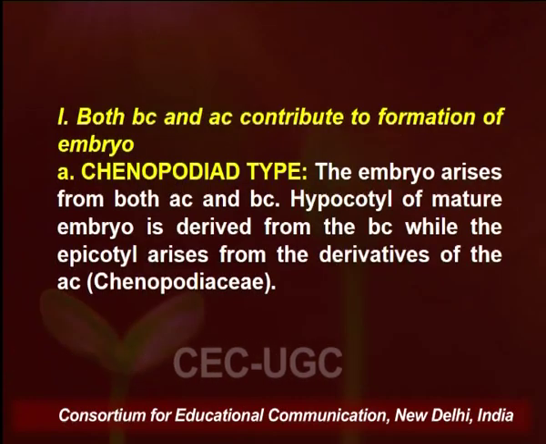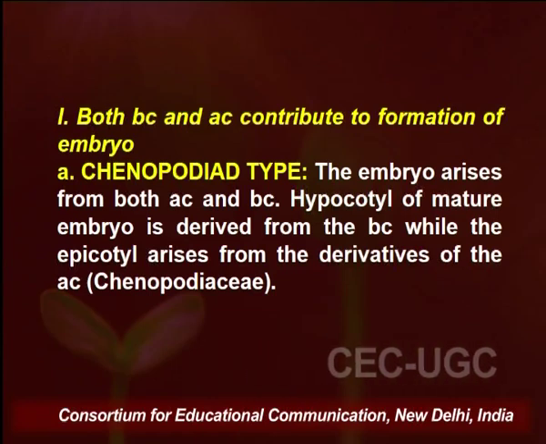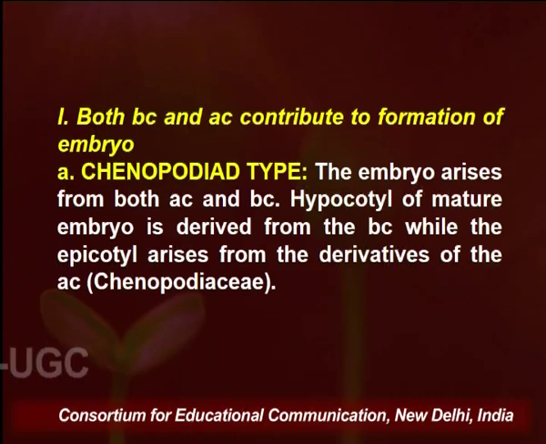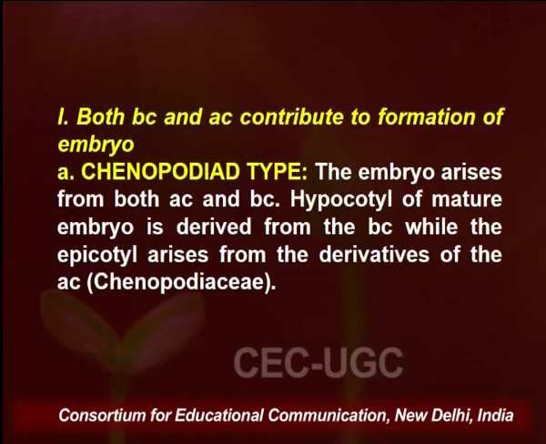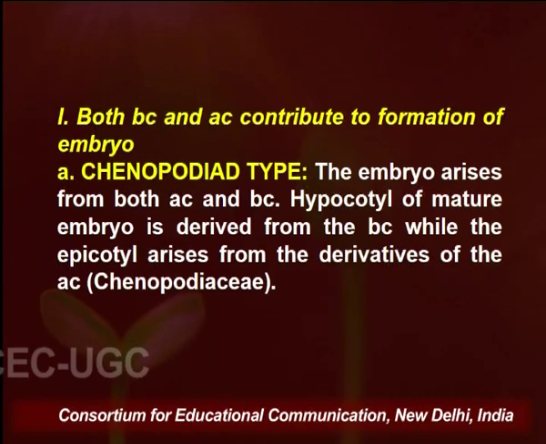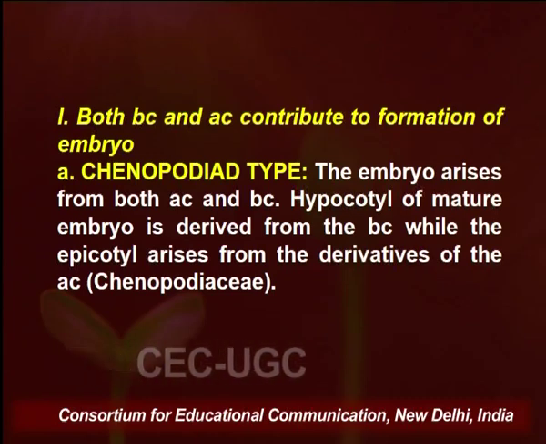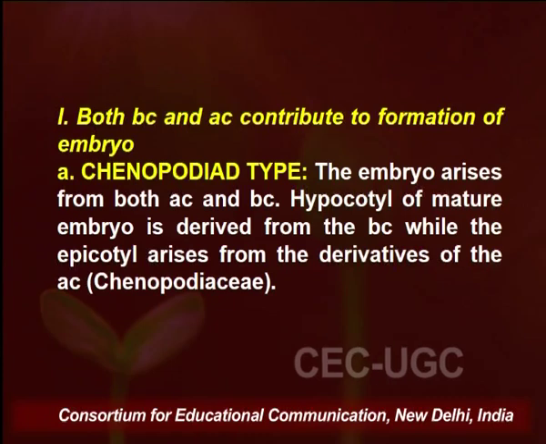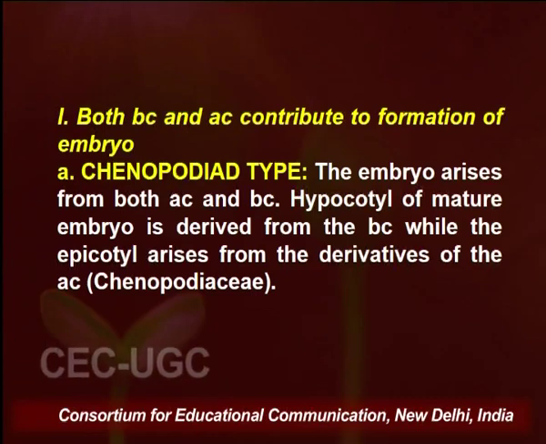So, when both basal cell and apical cell contribute to the formation of embryo, we have the chenopodiad type. The embryo arises from both apical and basal cells. Hypocotyl of mature embryo is derived from the basal cell, while the epicotyl arises from the derivatives of the apical cell, seen in family Chenopodiaceae.